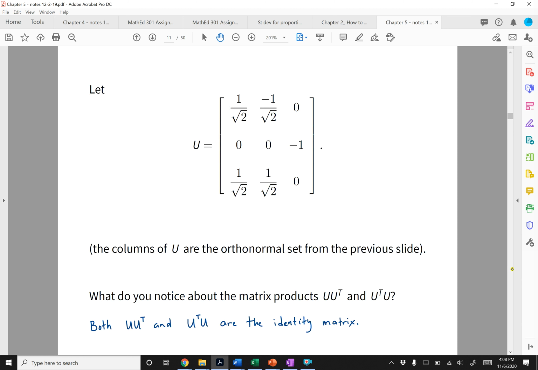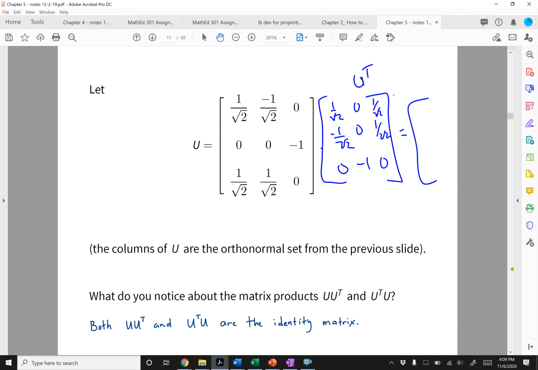So if you make a matrix with an orthonormal set, you could try this, and let's multiply u times u transpose here. So 1 over the square root of 2, minus 1 over the square root of 2, 0, 0, 0, minus 1, and 1 over the square root of 2, 1 over the square root of 2, and 0. So this is u transpose. I already transposed it. So what do we get?